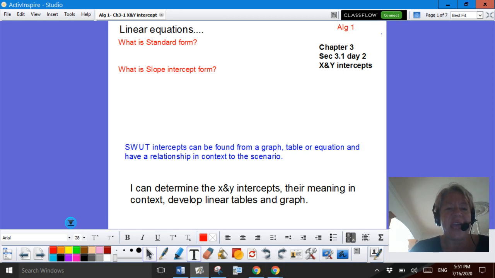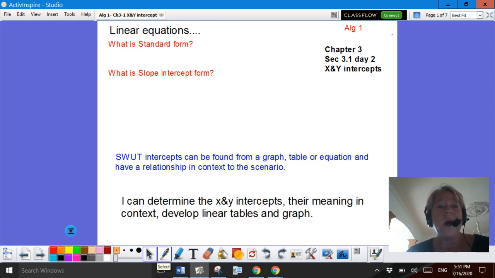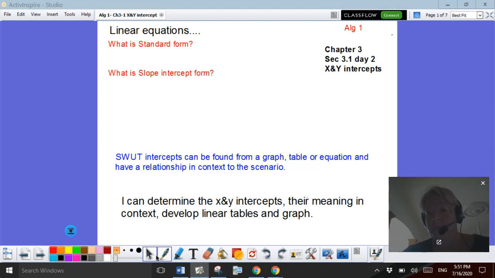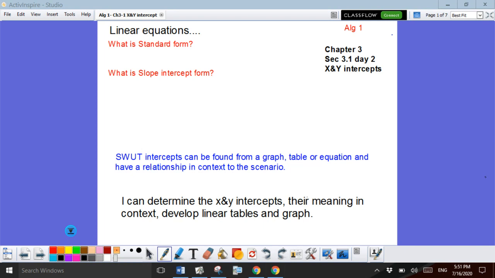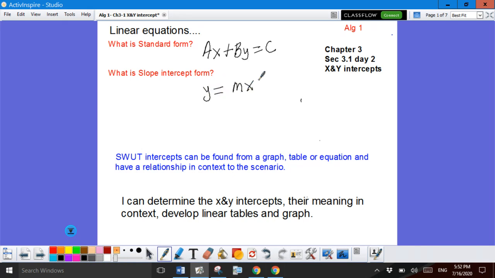So why don't you take a second and write down what standard form is for me, and then what is slope-intercept form. Okay, so hopefully you remembered standard form is ax plus by equals c, where a, b, and c are numbers. And the rules were no fractions, and a has to be positive. Now, slope-intercept form is y equals mx plus b, where m is the slope and b is the y-intercept. Okay? B is the y-intercept.